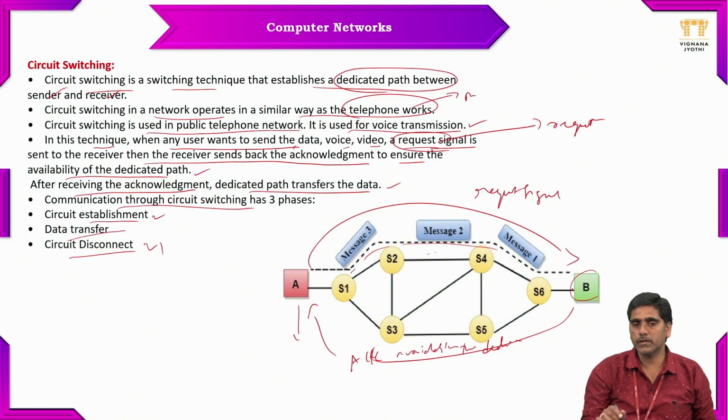So whenever the sender wants to send data, first he sends the request signal, then the receiver sends an acknowledgement to the sender side. Now a dedicated path is established between them, so you can transfer the data. Once the data transfer is over, again the circuit will be disconnected. So this is the process of switching in the circuit switching concept.